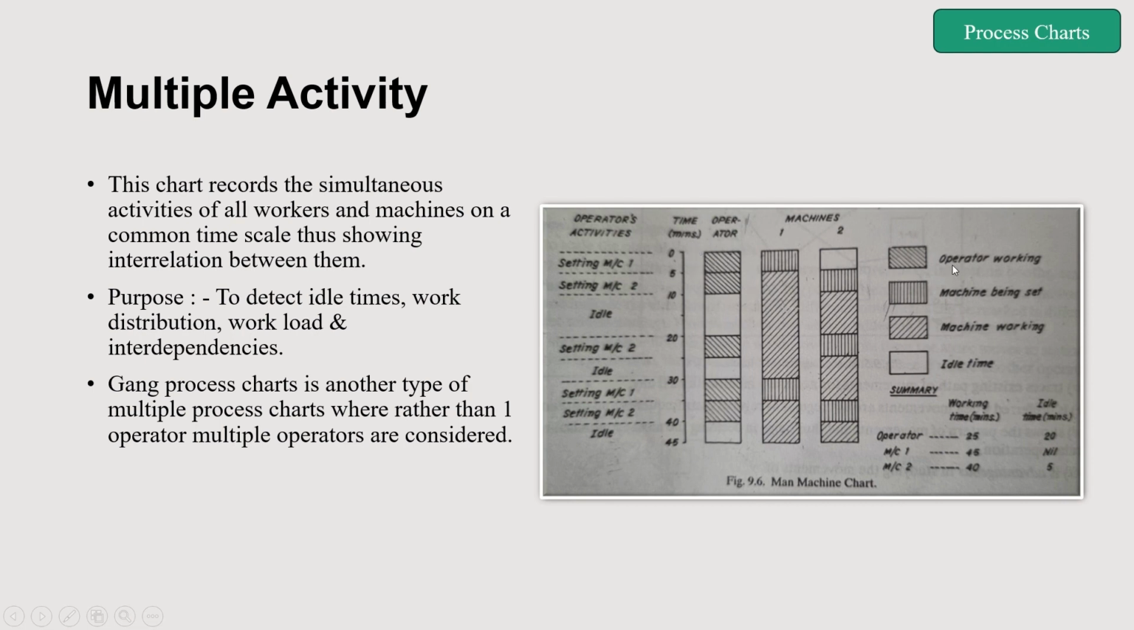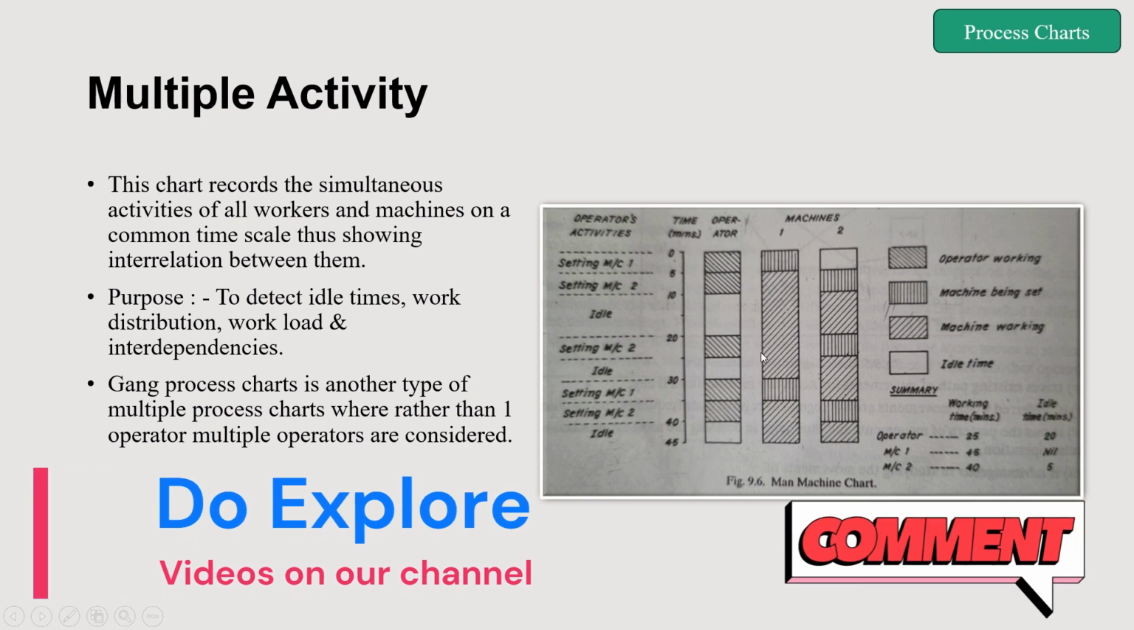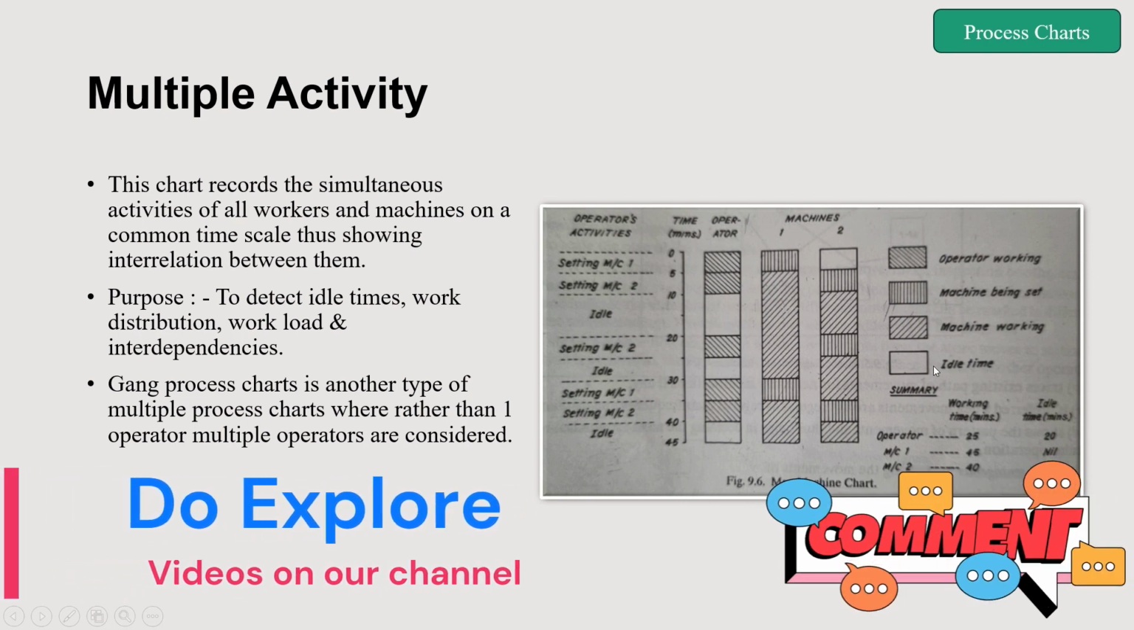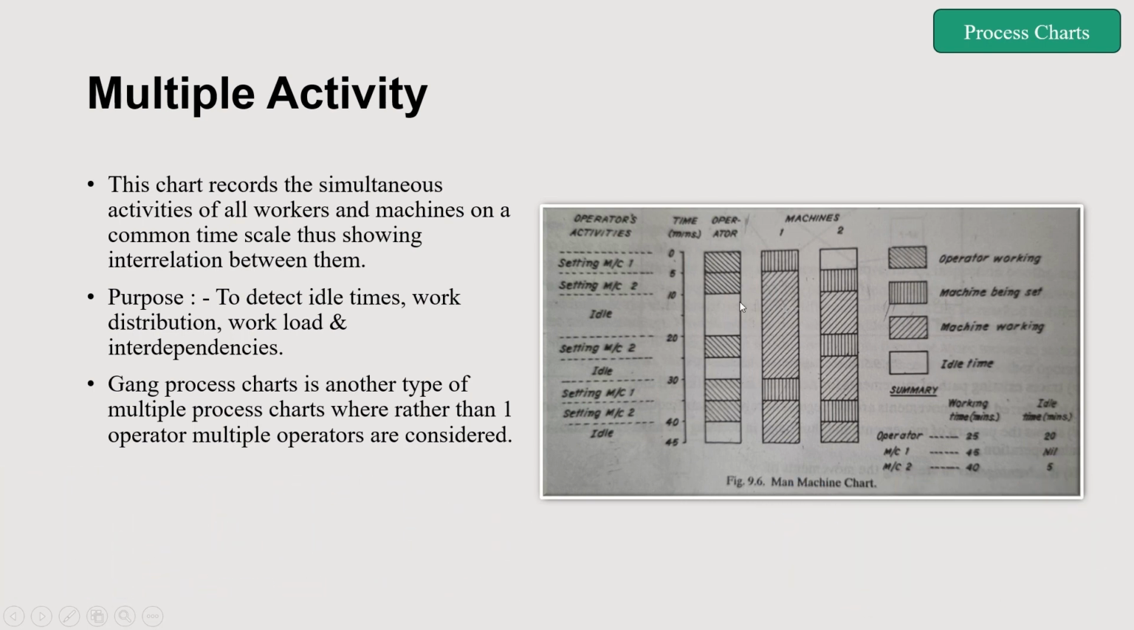If the operator is working, there is this type of slash which is available here. If the machine is being set up, vertical lines are shown, and if the machine is working, again there are horizontal lines, and if no work is performed, we have idle time. So if you look at the first operation, which is setting machine 1, the operator is working and the machine is getting set up, but machine 2 is idle. Here is the point where we find it out.